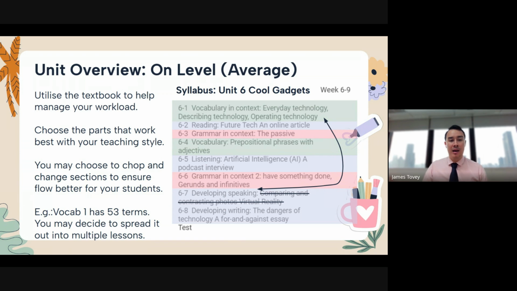Now, if we actually were to look at vocab 1, so this 6.1 here, it actually has 53 terms to learn. But because of the terms that it is talking about, like smart TV, you're probably going to know what a smart TV is. A lot of these students, not all of them, but a lot of them will have a smart TV in their classroom. Things like that. You may decide that 53 terms is quite a lot, or maybe because it's so familiar, you think they can still do it in the one lesson.